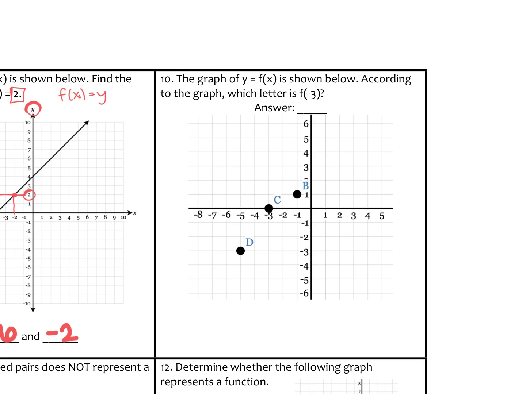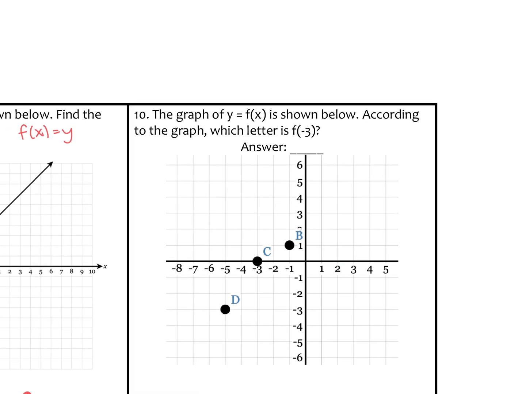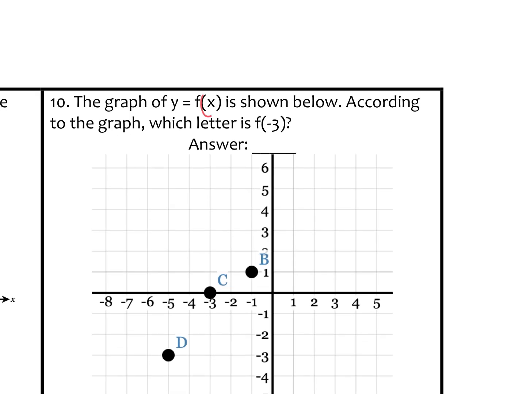Okay, this one, on number 10, you have to remember that I give you the value of x is negative 3, and x is your horizontal. Okay, so since x is the horizontal, we look for negative 3, and in this case, my answer is letter C. So f of negative 3 is 0. But all I'm asking you for is to identify the letter there.